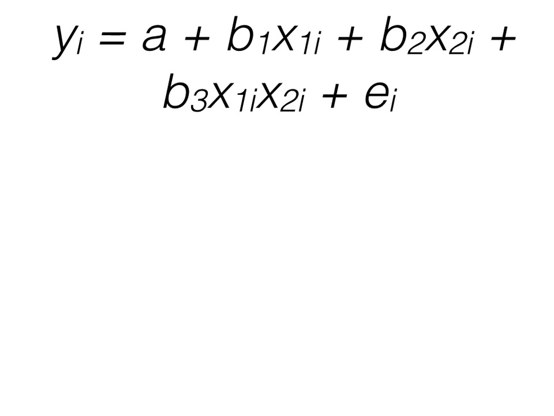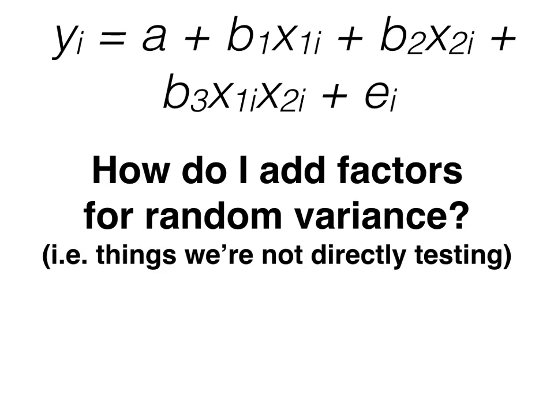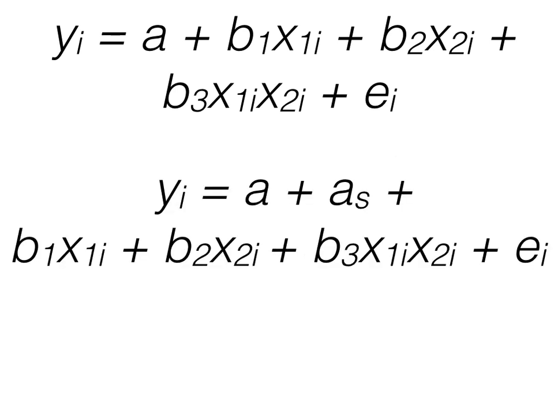Now, an ANOVA had the advantage of both including our two variables and accounting for other types of random variance, such as subject. So the main question is, how do we take this equation, but then add factors for random variance, i.e. the things we're not directly testing? Well, we take our equation above and turn it into this. There's only one new element to this equation.